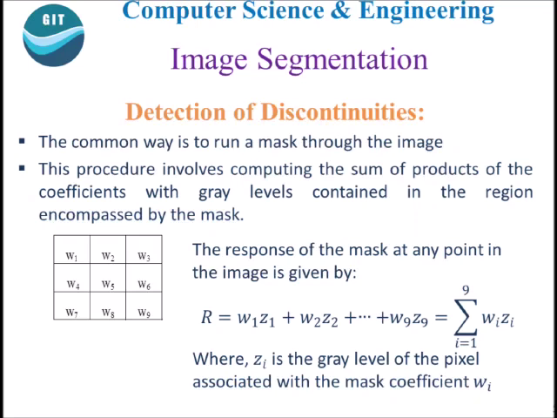This procedure involves computing the sum of products of the coefficients with the gray levels contained in the region encompassed by the mask. That is, R equals W1 Z1 plus W2 Z2 plus dot dot dot up to W9 Z9, where Zi is the gray level of the pixel associated with the mask coefficient Wi. The response of the mask is defined with respect to the center location.